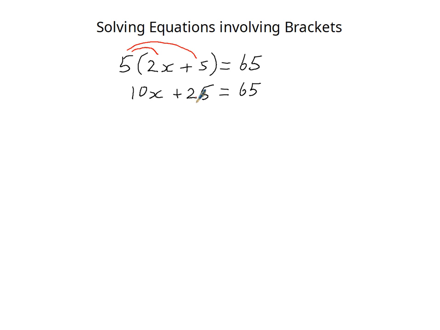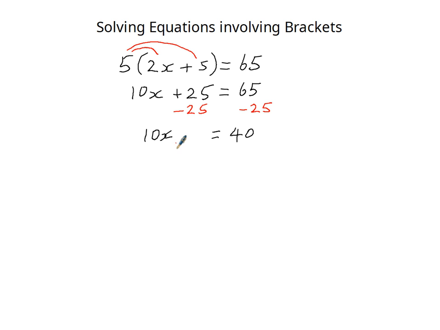So I don't want this 25 beside my x's, so I need to take that away. So we subtract 25. You have to do the same to the other side to keep it balanced. I haven't done anything with 10x, so that comes down. 25 subtract 25 leaves me with nothing. 65 subtract 25 is 40.